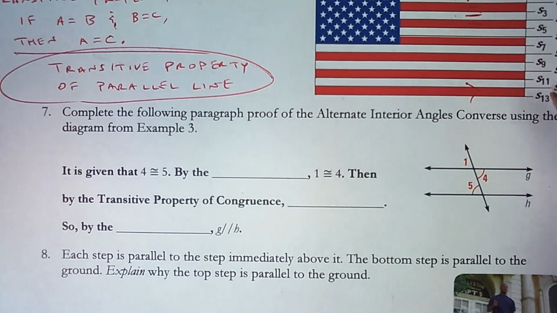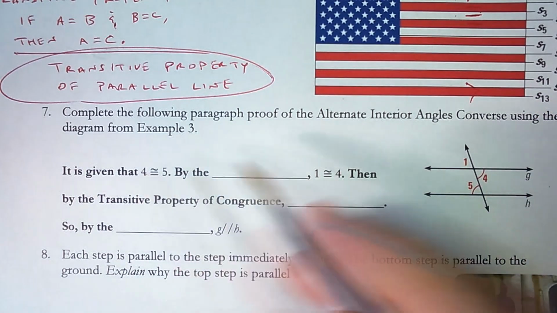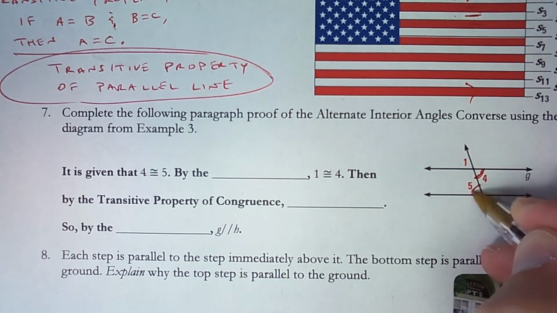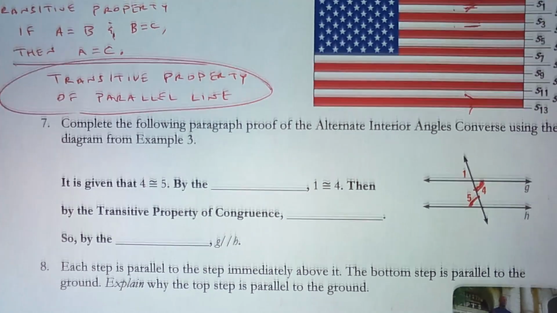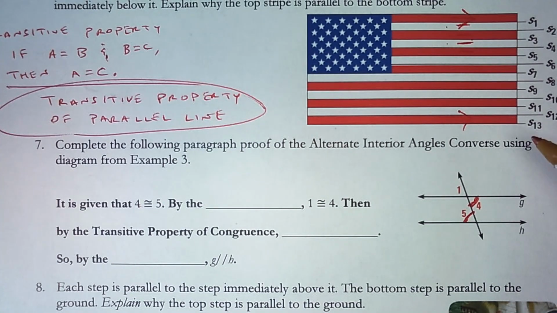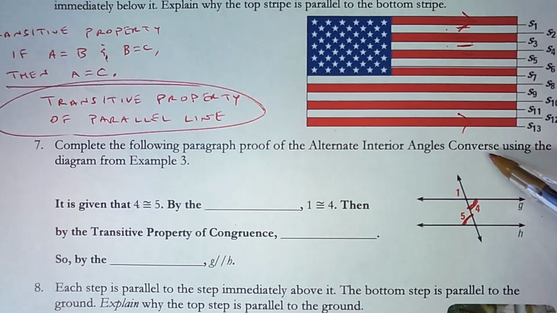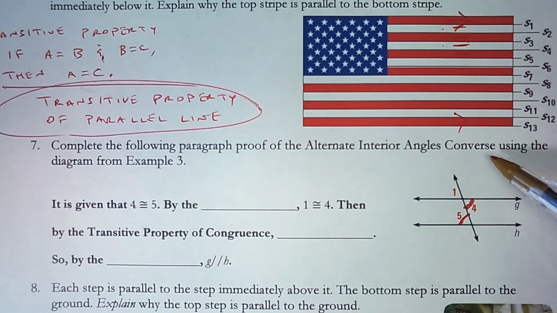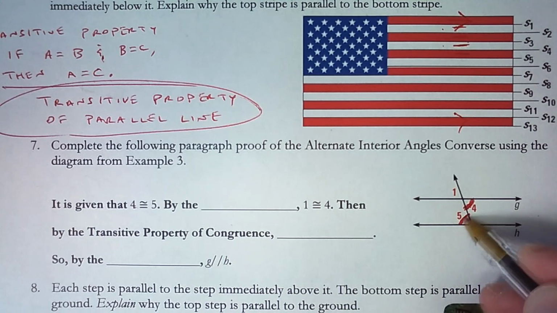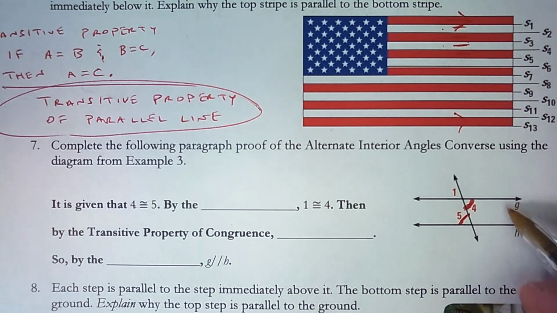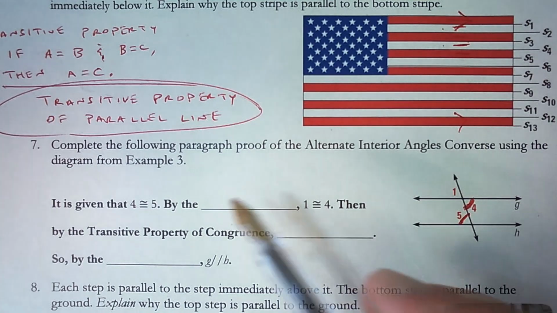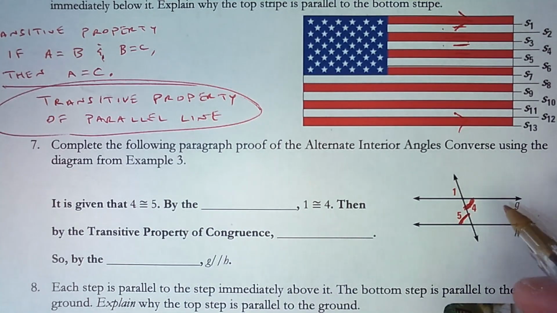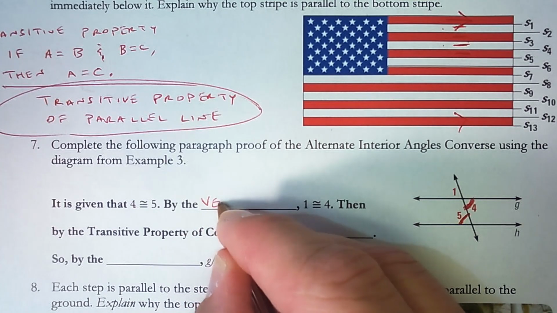All right, we're going to complete this paragraph using this diagram. In this diagram, it is given that angles 4 and 5 are congruent to each other. Given that much information, we are going to prove the alternate interior angles converse. We're going to prove that since these are congruent, these lines are parallel.